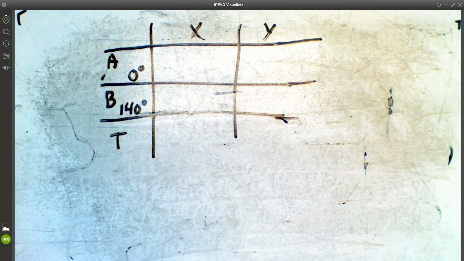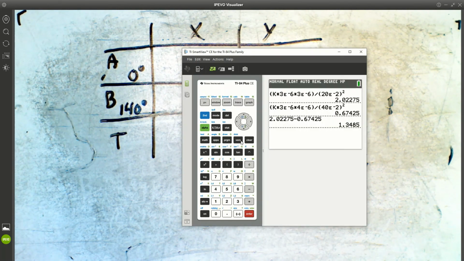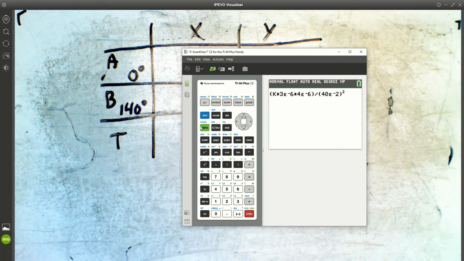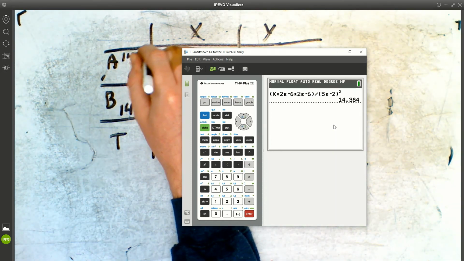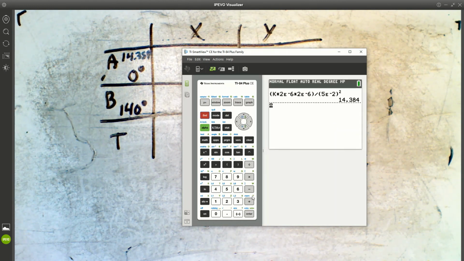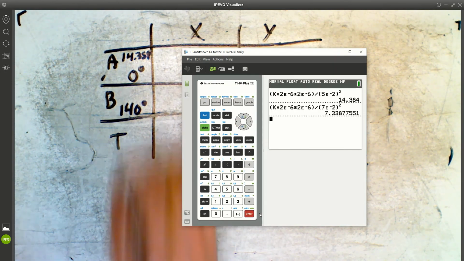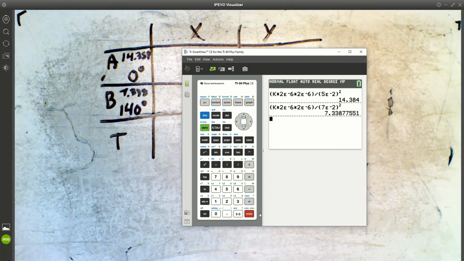And we need a magnitude, so I'm just going to calculate that really quick. I'm just going to use this. So in this question, all of them are 2 microcoulombs, and one of them is 5 centimeters apart. So this is the one that's 5 centimeters apart, which is A. So this is 14.384. And then the only difference between the other ones is that they are 7 centimeters apart. So this is 7.338.